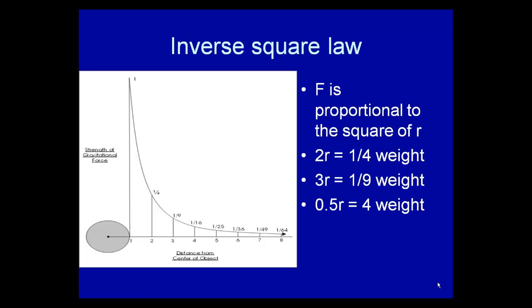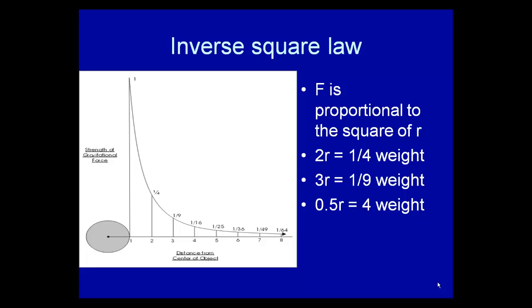Now, here's what it looks like graphically. If I'm right at the surface of the earth, I feel my normal weight. If I go 1 Earth's radius above that, I'm going to feel 1/4 of my weight. 3 Earth's radius, 1/9 of my weight. 4 Earth's radius, 1/16 of my weight. The astronauts are not weightless.